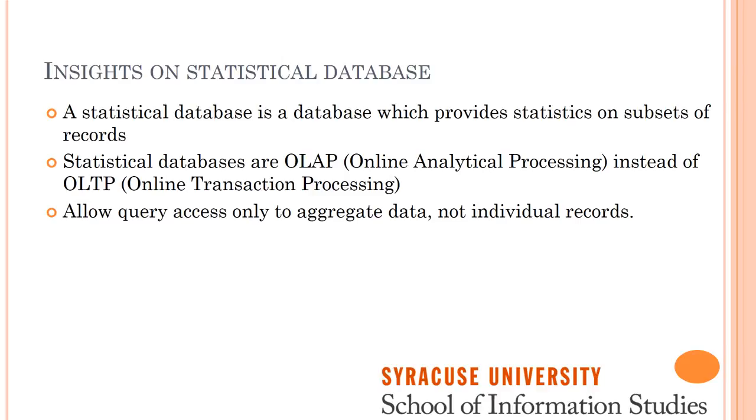A statistical database is a database that provides statistics on subsets of records. They are OLAP, which is online analytical processing, instead of OLTP, which is online transactional processing. So you might wonder, why do we use OLAP and not OLTP? In OLTP databases, there is detailed and current individual data, which is of very high volume and less complex, whereas OLAP is characterized by relatively low volume of transactions, but queries are often very complex and involve aggregation. As a result, statistical databases allow query access only to aggregated data and not individual records.